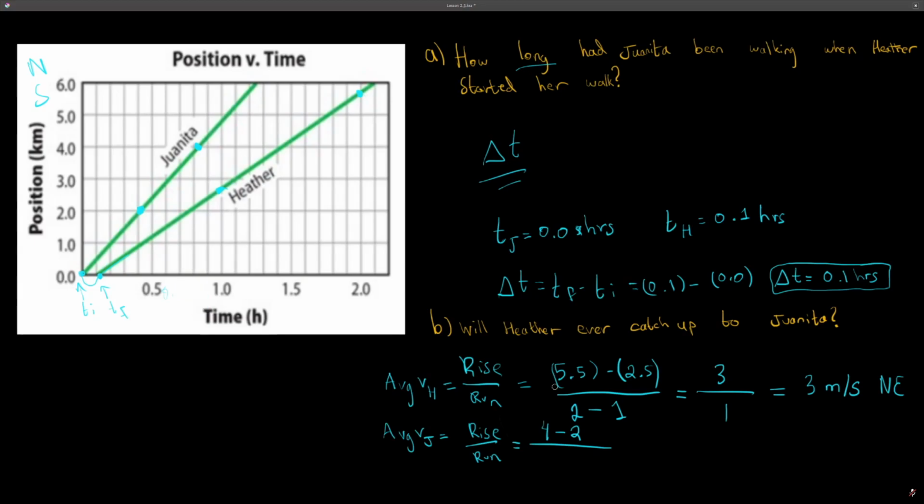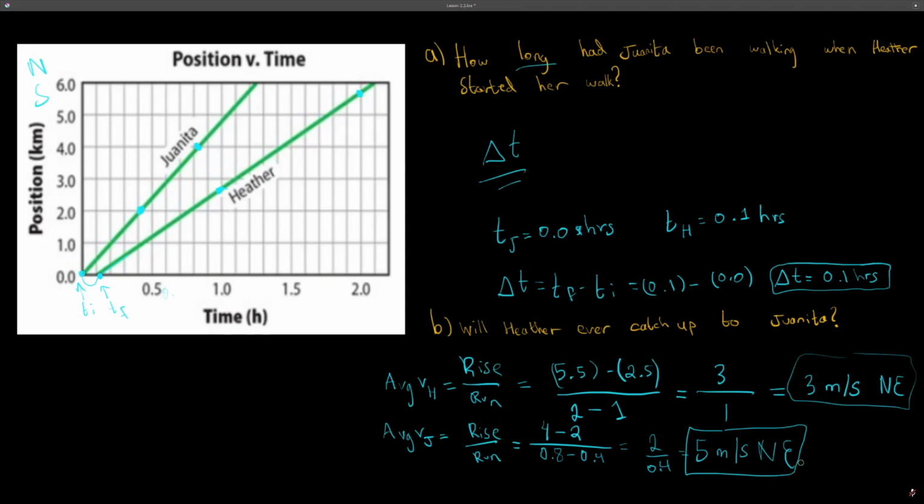So 0.8 minus 0.4, and we get 2 over 0.4, which is equal to 5 meters per second northeast. So just by looking at the speeds here, we can see that even though Juanita started first, she's going to continue to be first simply because she's moving faster.